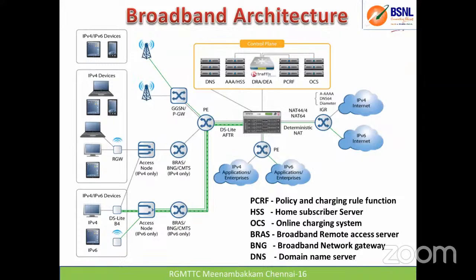This is the broadband overall architecture. This is the overall architecture block diagram of a broadband. In this, these are some of the endpoint devices that are connected to the broadband network. Some of us may use IPv4 or some may use IPv6 devices. These are connected to an access node, the IP access node.